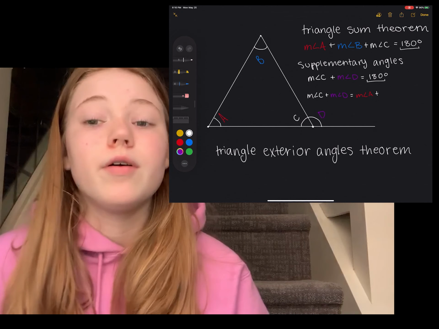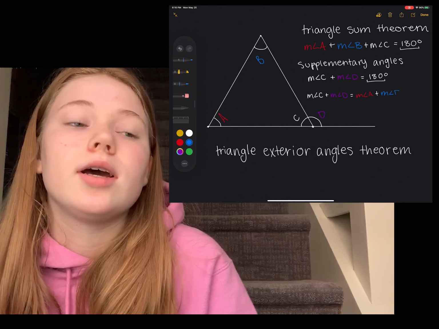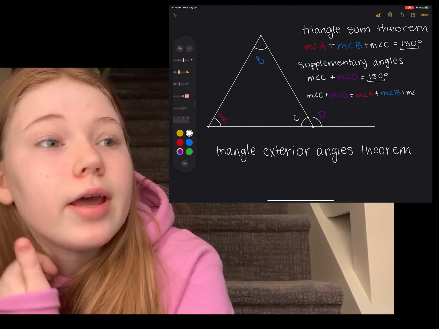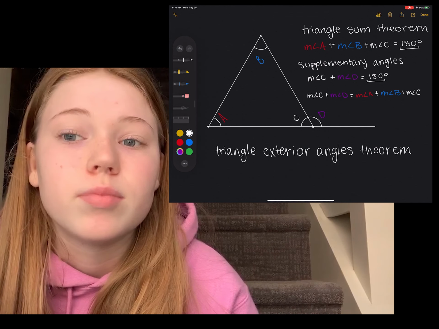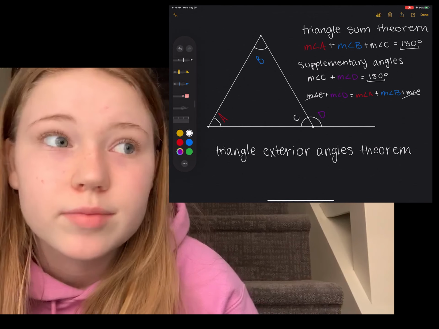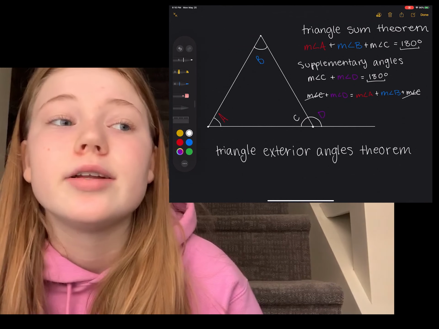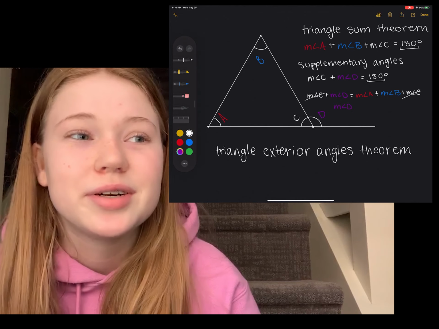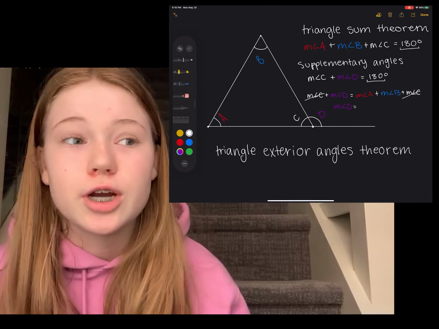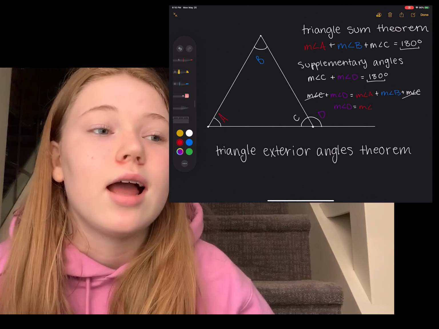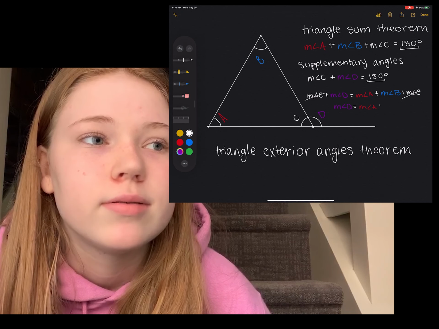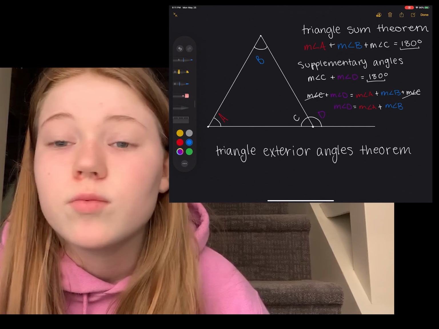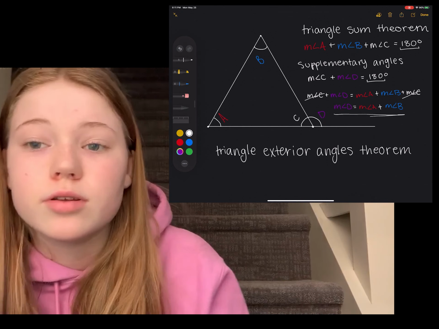And from there, we can simplify this equation because measure of angle C is on both sides. You can subtract measure of angle C from both sides, and then you're left with measure of angle D equals measure of angle A plus measure of angle B, which is the triangle exterior angles theorem, and explains how to find the exterior angle of a triangle. And that can work for any of the angles as long as it's extended into a straight line.